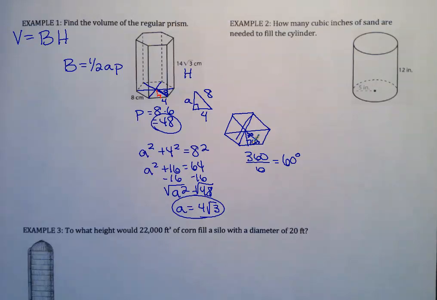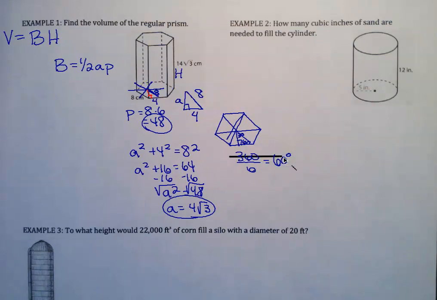It does not work with a pentagon, does not work with an octagon. It only works with x, 2x, and x times the square root of 3. That only works when it's a hexagon. And then a square would be a 45, 45, 90.